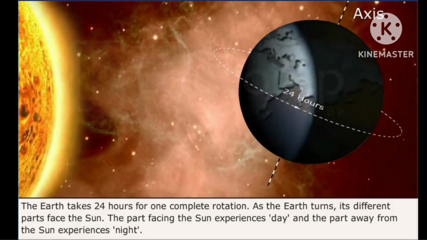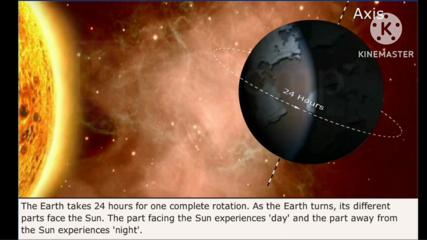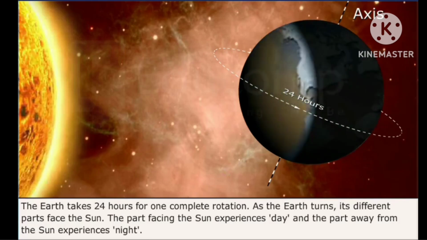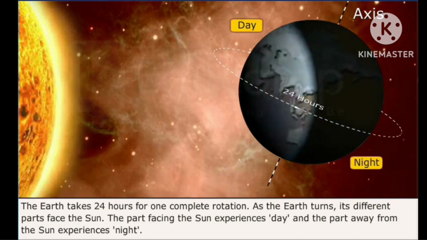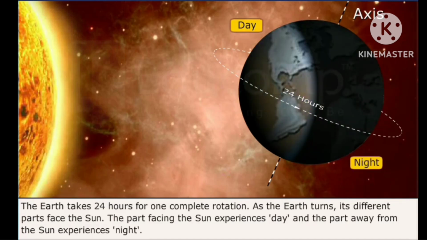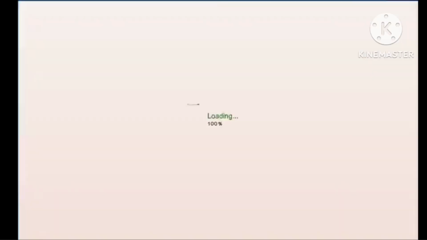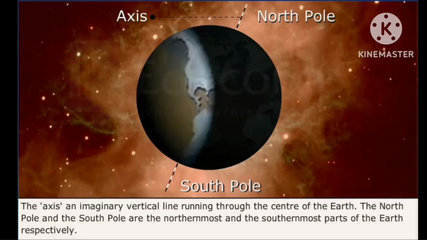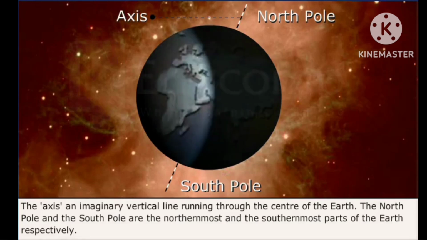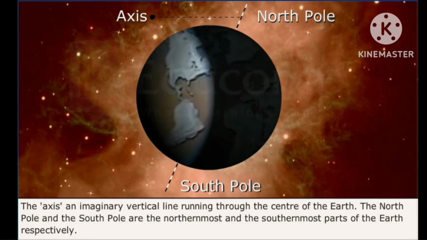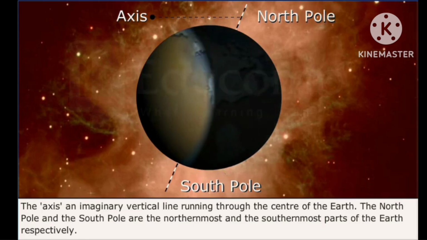As the Earth turns, its different parts face the Sun. The part facing the Sun experiences day, and the part away from the Sun has night. Look at this figure. It shows the axis, an imaginary vertical line running through the center of the Earth, and the north and the south poles, which are the northernmost and the southernmost parts of the Earth respectively.